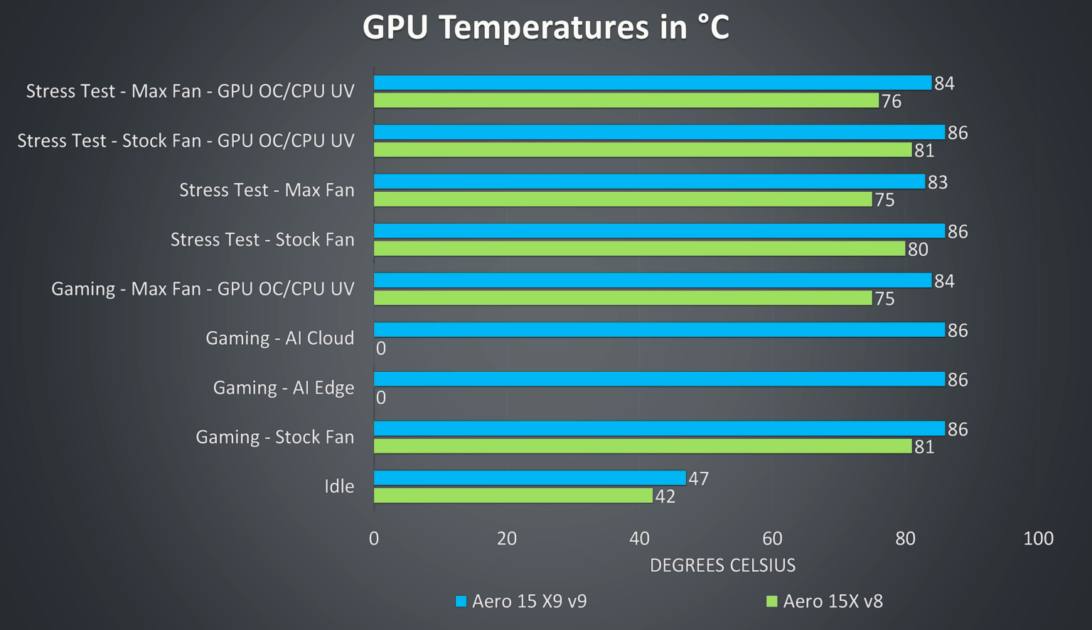These are the GPU temperatures from the same tests, so still with the combined CPU and GPU load. In all tests, the 2070 Max-Q graphics in the newer Aero 15X9, shown by the blue bars, were running hotter when compared with the 1070 Max-Q in the older Aero 15X, shown by the green bars. 86 degrees Celsius was the point where thermal throttling was hit on the graphics, which was happening in the X9 unless the fan was set to full speed.